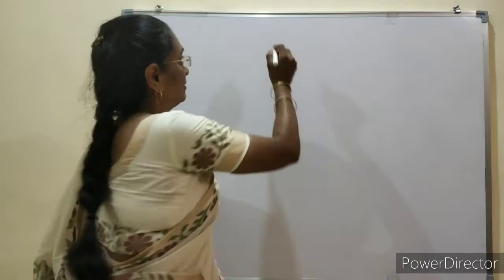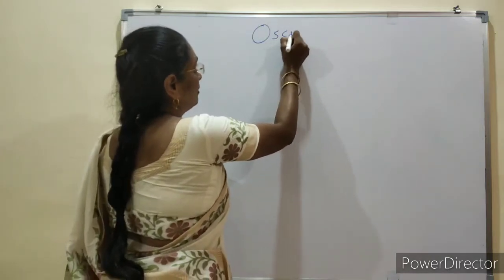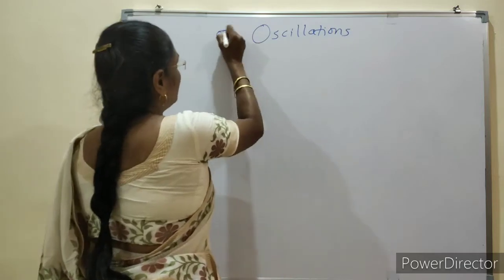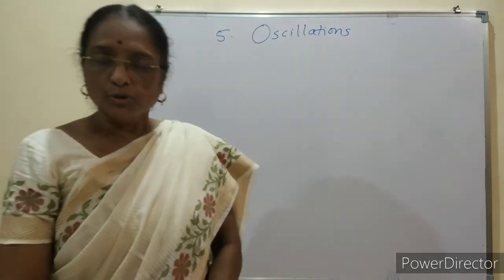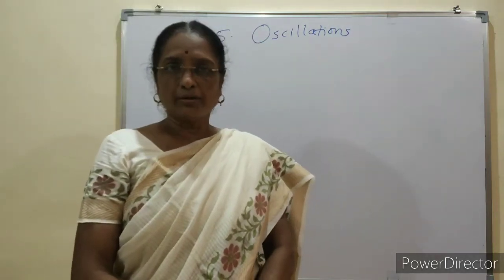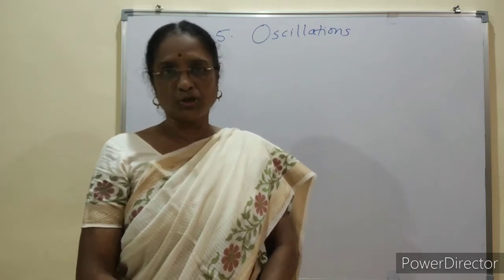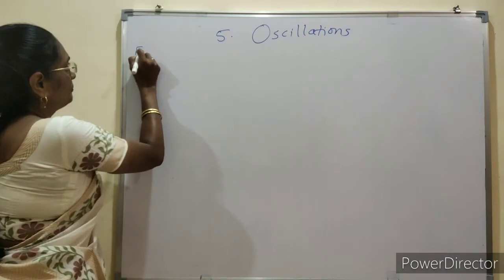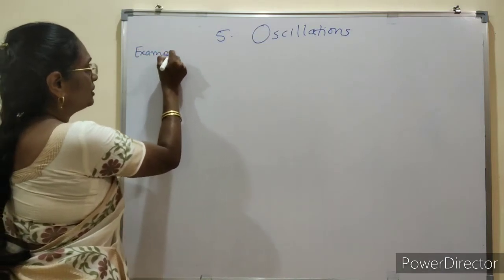Hello students, today we are going to start a new chapter, Oscillations. This is the 5th chapter in our syllabus. You know oscillatory motion and examples of oscillatory motion. Let us just revise the examples of oscillatory motion here.